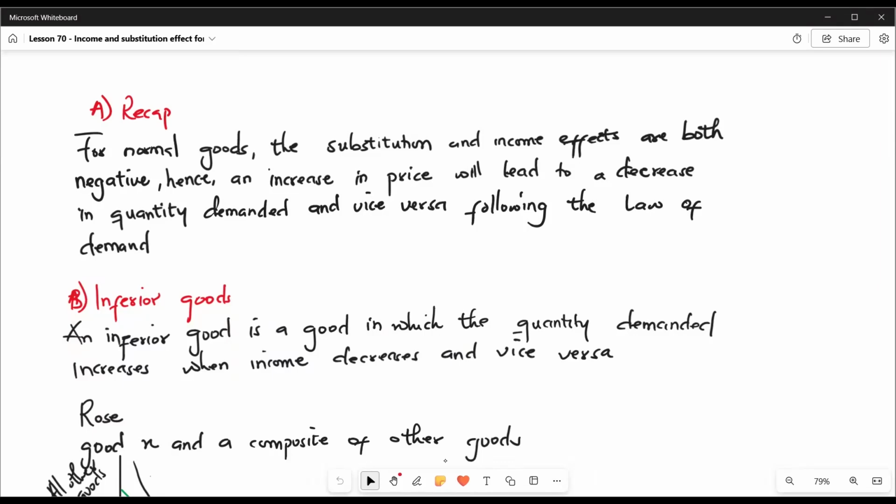Hi, welcome back. Our previous lesson was on substitution and income effect, where we focused on normal goods. Today we'll be moving on to inferior goods.